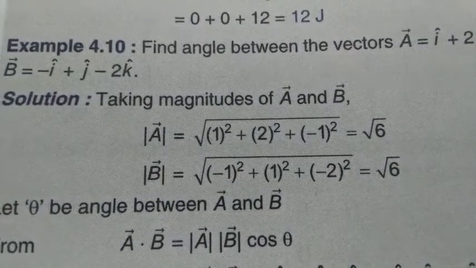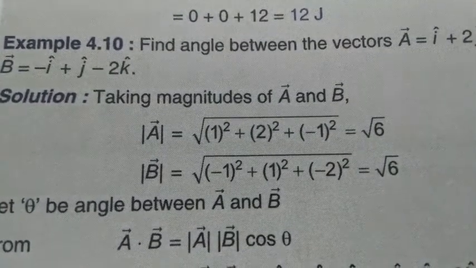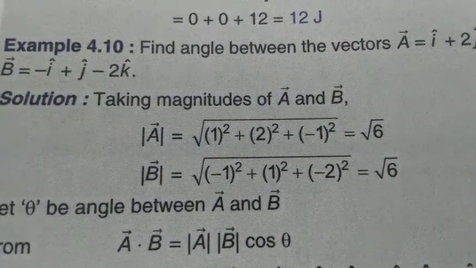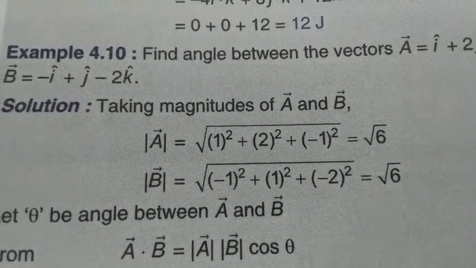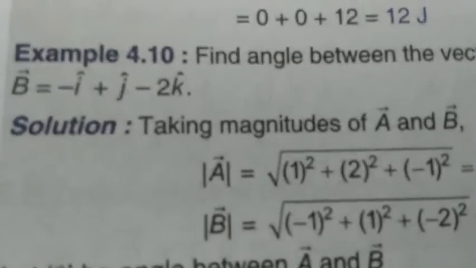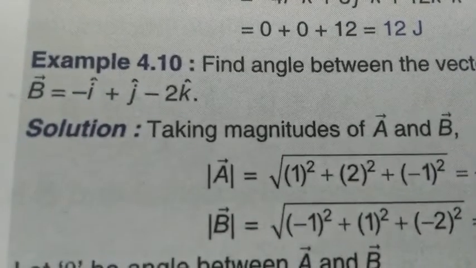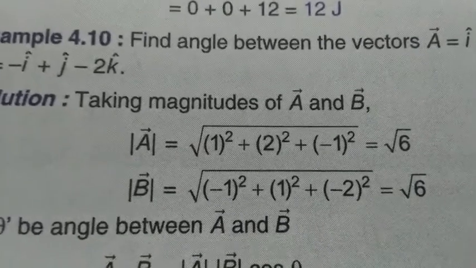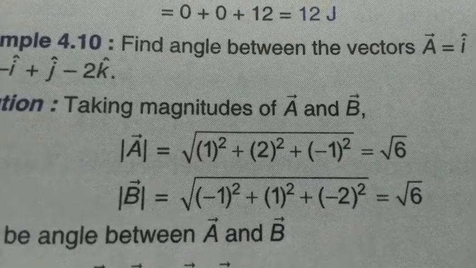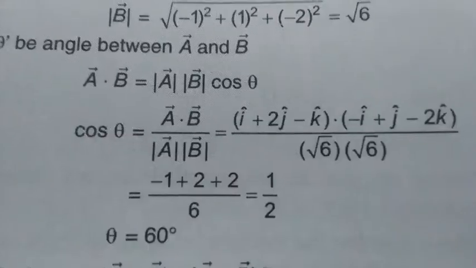Similarly for B, for x we have minus 1, for y we have 1, and for z we have minus 2. Here in vector B you can see minus 1, 1 and minus 2. When we put those values, we get mod of B equals under root 6.